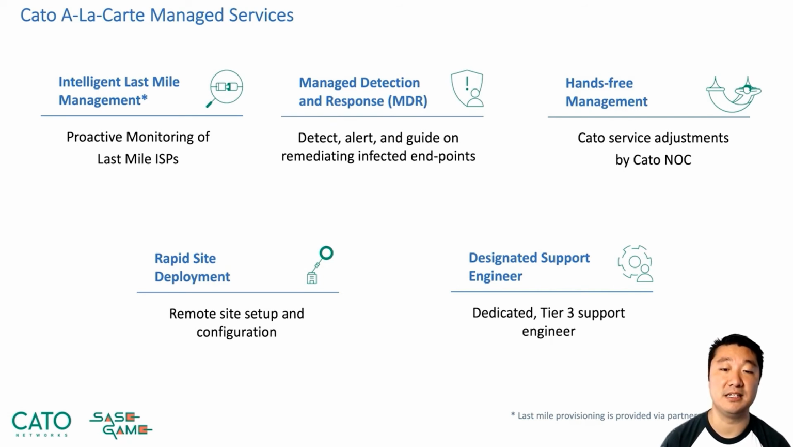With hands-free management, Cato helps customers configure their network and security policies without the need to operate our self-service console. Just submit a ticket and our experts will make the changes for you. Site deployment is a great way to understand how to set up our zero-touch SD-WAN device. We will guide you remotely in the first few instances, and you can take it from there. Lastly, our designated support engineer service gives you a single point of contact for all of your support needs. These managed services are a la carte. You can use them or not. It's really up to you. And unlike telcos and legacy service providers, you still maintain full control and full self-service access to your own network.